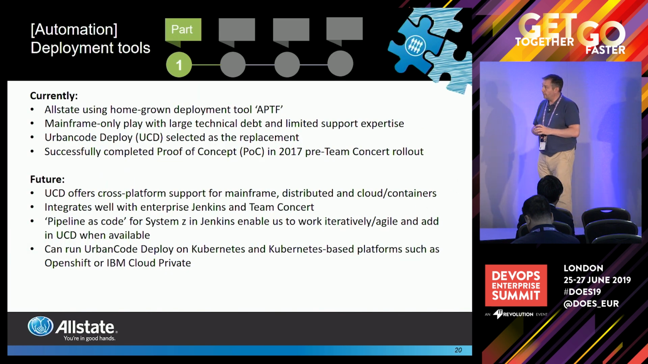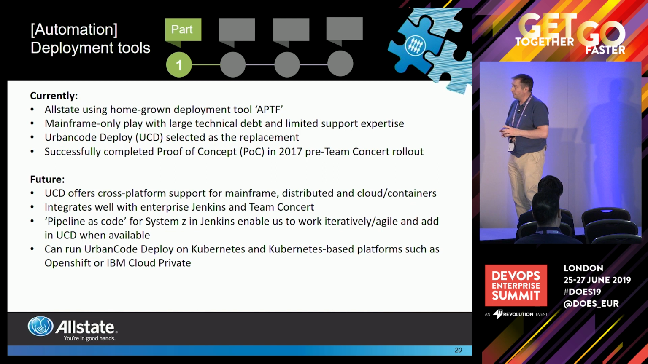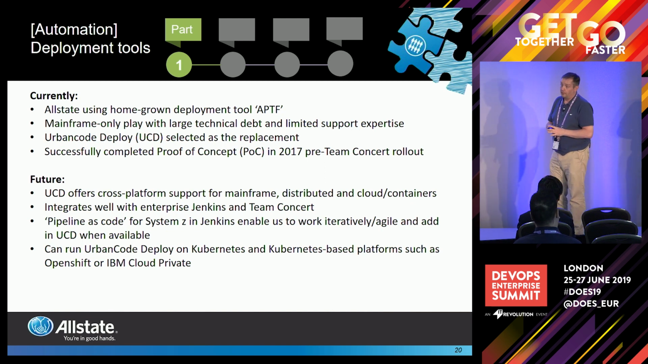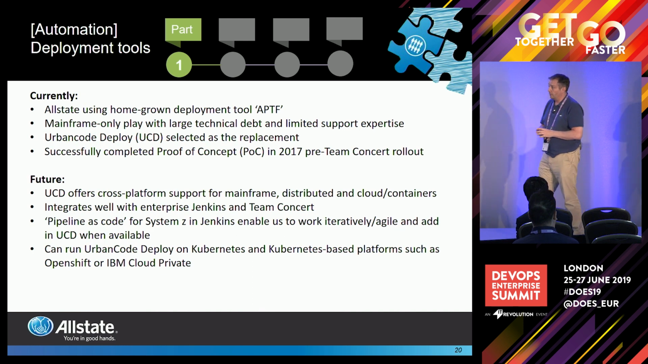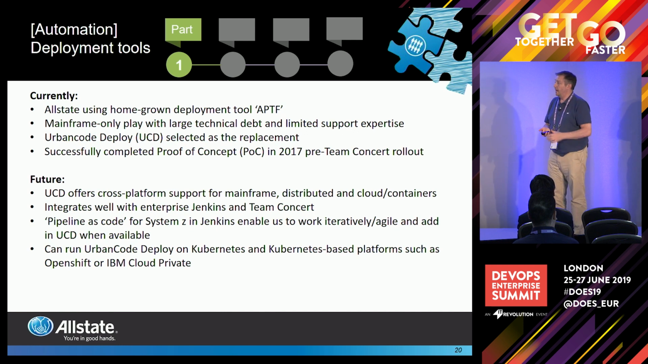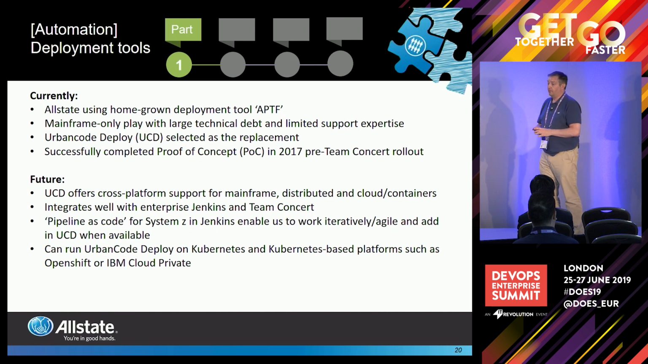So in terms of deployment tools, this is probably still a work in progress. Allstate's been served well for many years by our homebrewed in-house deployment system, APTF. We've run it for about 25 years, 22 years, so it's getting to end of life. So we're planning to move on to UrbanCode Deploy. We did a proof of concept of it a couple of years ago. And again, that turned out to be very successful.